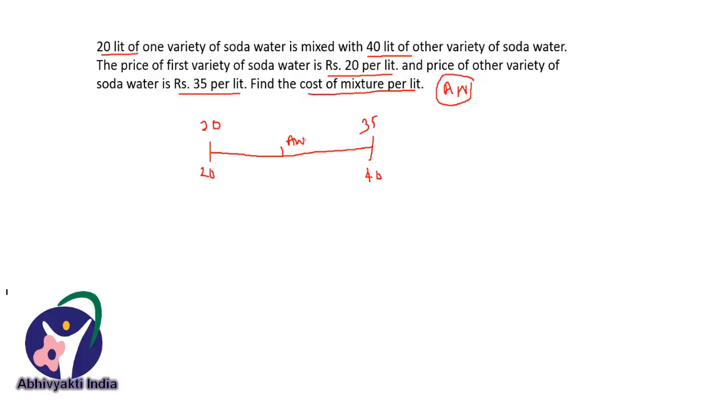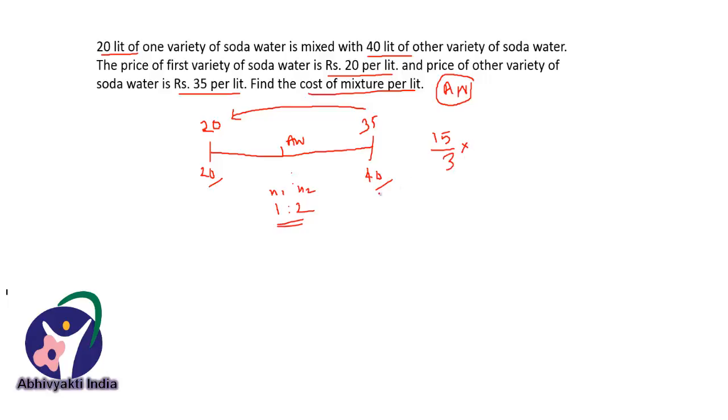To find this with the approach of a straight line, first we subtract A2 minus A1. It is very easy, 35 minus 20, that is 15, divided by N1 plus N2. Here N1 is 20, N2 is 40. This ratio will be what? Of course 1 is to 2, 2 ones are 20, 2 twos are 40. So N1 is 1 and N2 is 2, and therefore N1 plus N2 will be 3.